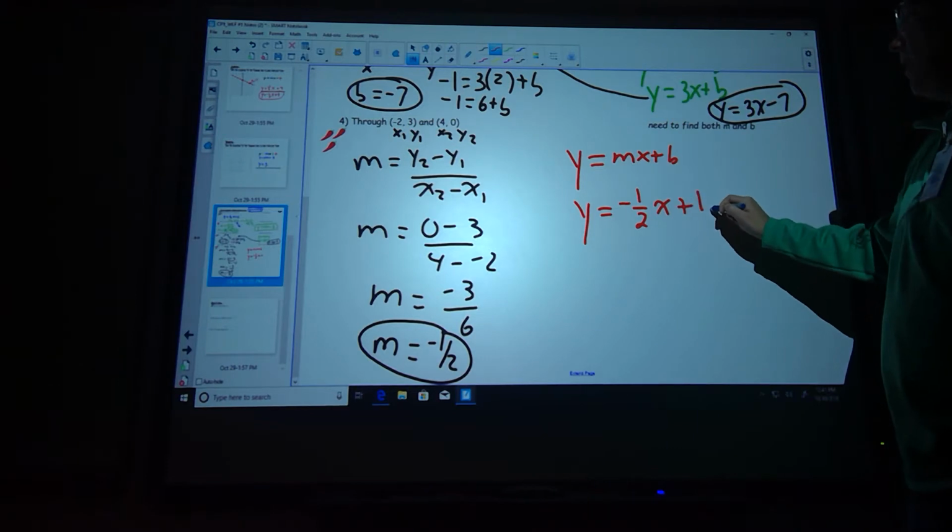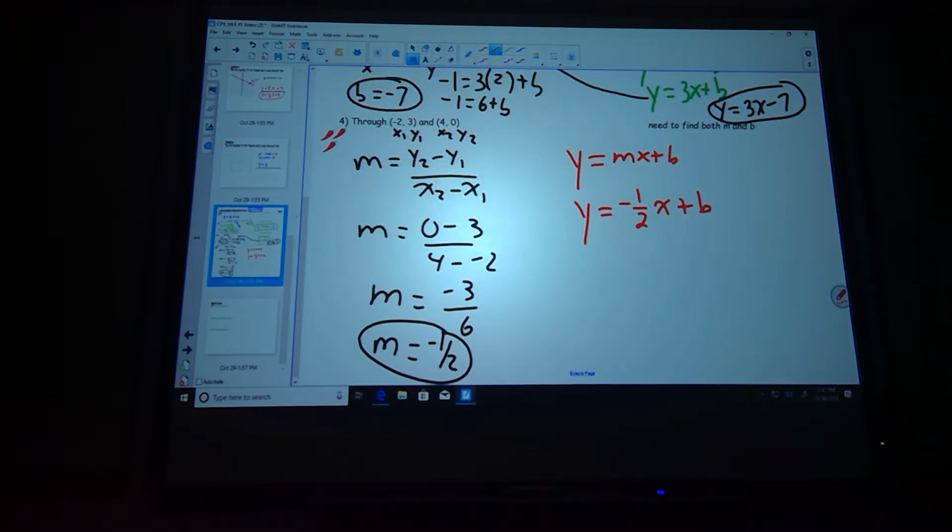All right, so now, decision time. I need to take one of those points, it doesn't matter which one, and plug it in for your x and your y. Is that okay? You understand what I'm saying? So which one of those points, negative 2, 3 or 4, 0, seems best to plug in? They're both going to give me the same answer, but which one seems a little simpler?